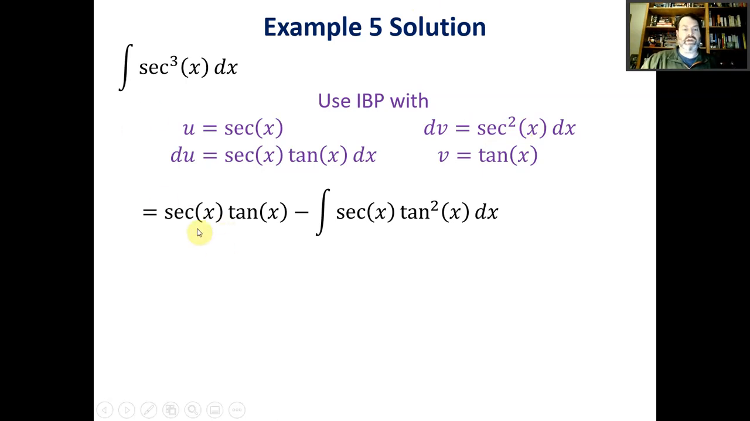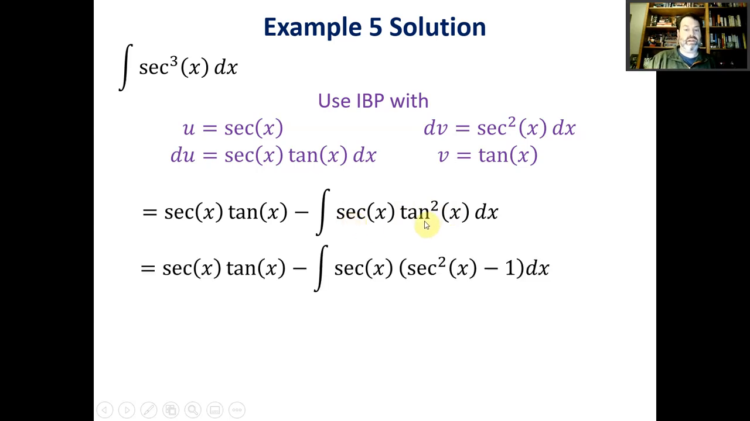So it's uv minus the integral of v du. So v here is just tangent. du is secant x tangent x, so it's just this times that, and so I just distributed and got a tangent squared out of it. And then looking at this, now we have odd power of secant, even power of tangent. So we've got to be clever.